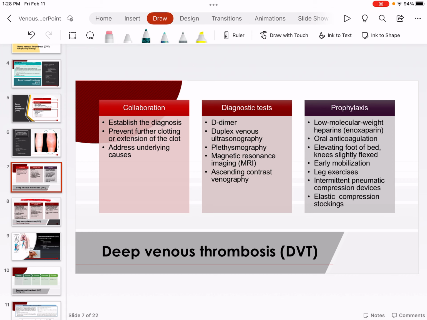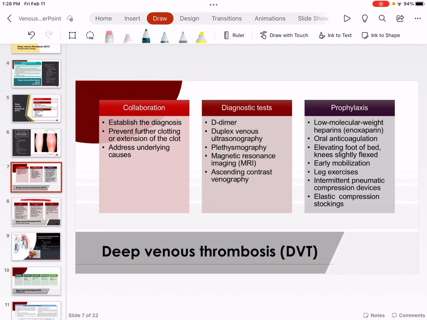Prophylaxis: how are we going to prevent clients from getting DVTs? Often they might be on a low molecular weight heparin, which would be your Lovenox or enoxaparin, that's the same thing. So, sub-Q injections of that while they're in the hospital to prevent blood clot formation. Or maybe they'll be on some type of oral anticoagulant. Most commonly, you'll see the Lovenox given.